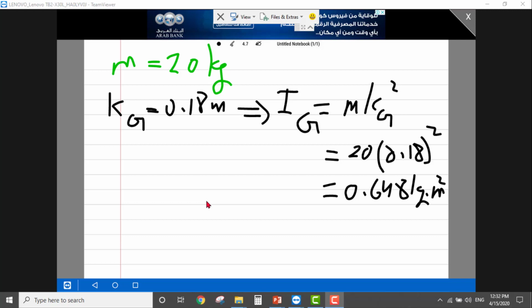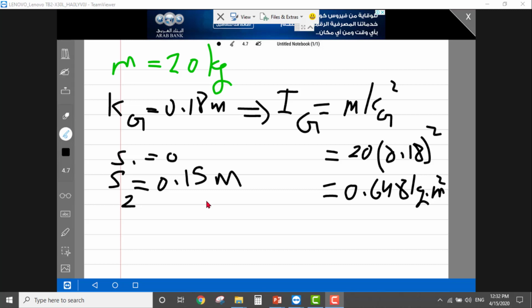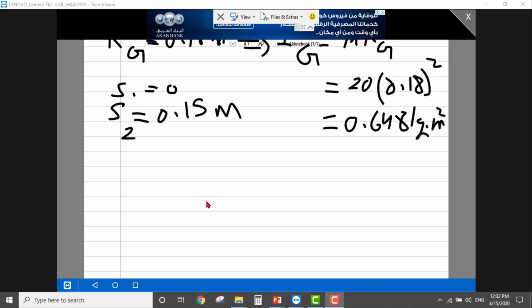Okay, what else? We have a couple moment of 22, and we have a displacement, so here is the displacement, s equal to 0.15. This happens at state 2. State 1, it was 0. Let me first write the equation. So the equation for the principle of energy and work is T1 plus summation of work between 1 and 2 equal to T2.